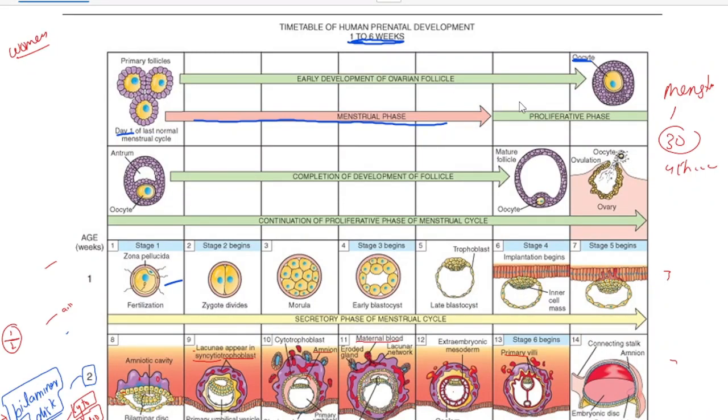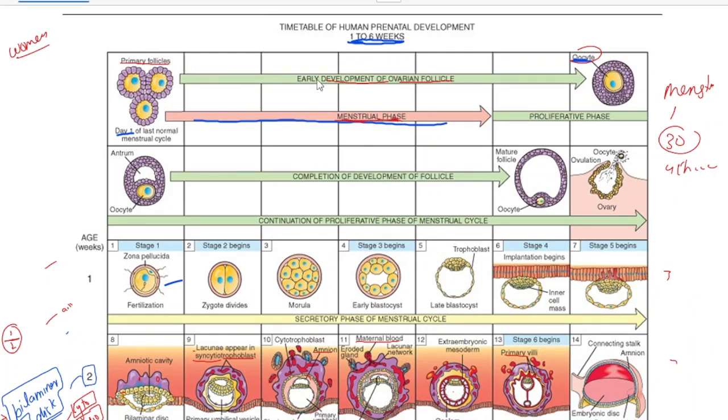First of all, menstruation occurs. For example, there are many follicles that are called primary follicles. From day one, the primary follicle development occurs. Development of ovarian follicle occurs, and after that the development of follicle that is called oocyte. This is also the menstruation phase. During menstruation, the development of primary follicle also occurs.